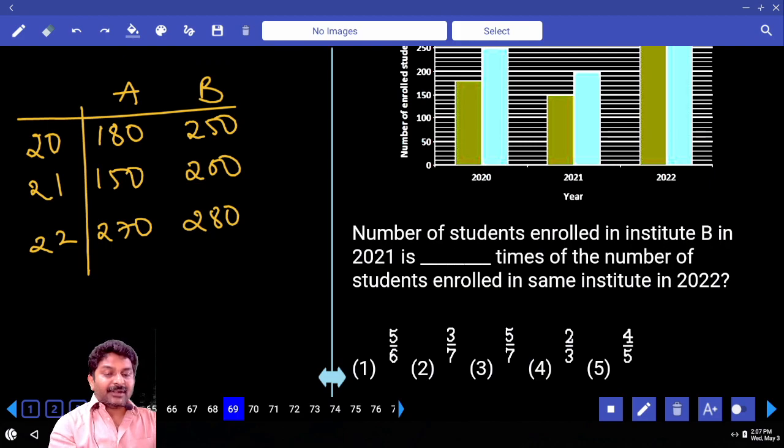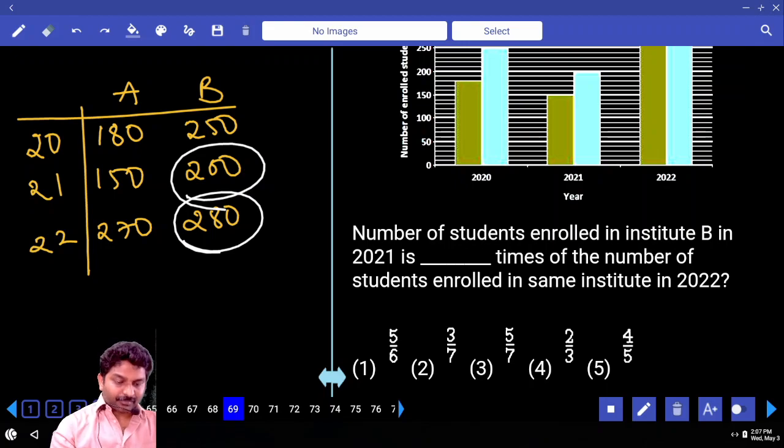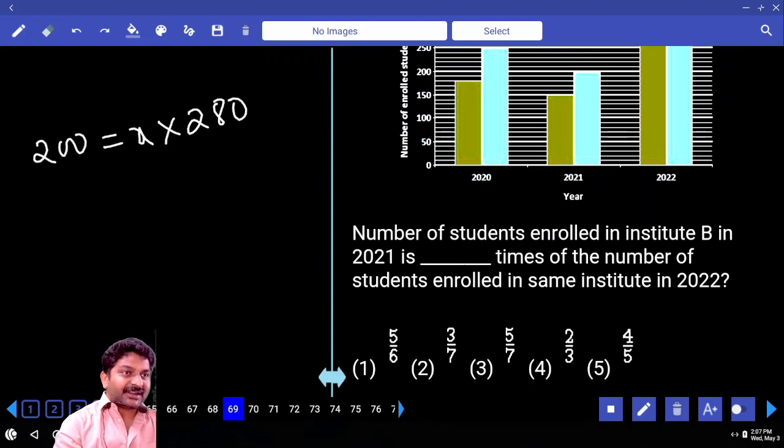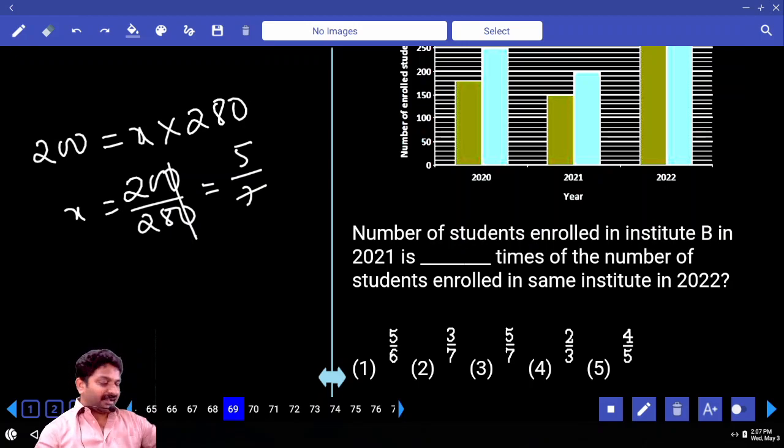Number of students enrolled in Institute B in 2021, the B 2021 data, 200 is how many times the number of students enrolled in the same institute in 2022. How many do we have in 2022? That means 200 is equal to x times 280. That's what the question is, right? Then x is equal to 200 by 280 only. 0, 0 gets cancelled. 4, 5 times, 7 times. 5 by 7.